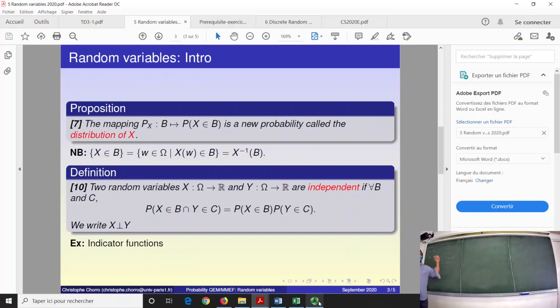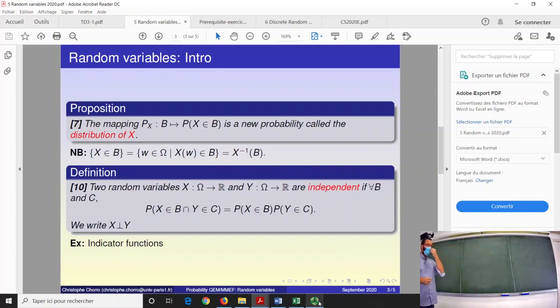And the distribution is exactly, if you come back to my two previous examples, the new probability that naturally appears from the transform of my initial probability, using my random variable. So the definition is this one, and we are going to prove that I have a new probability. When I define things this way, I have a probability. And the name of this new probability will be the distribution of X.